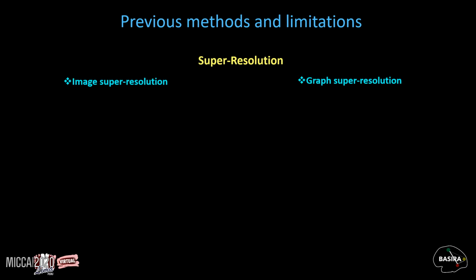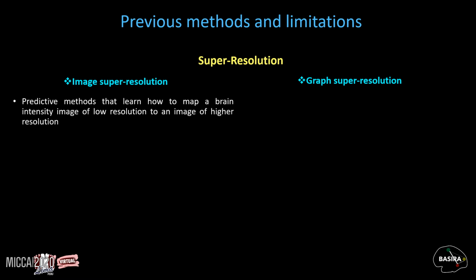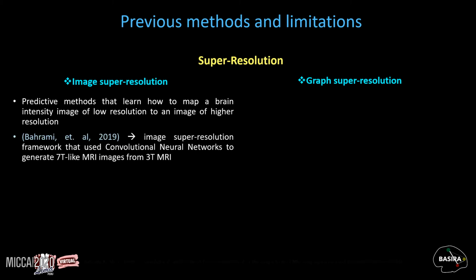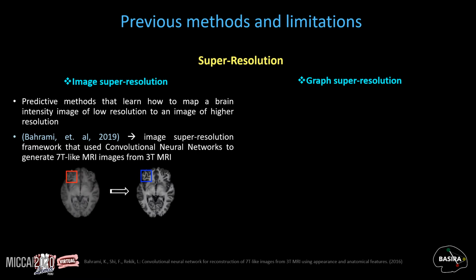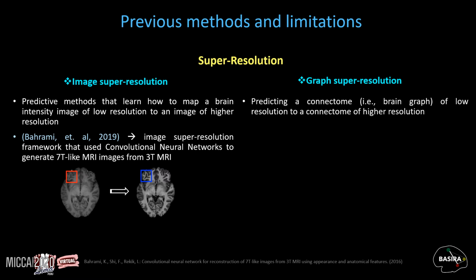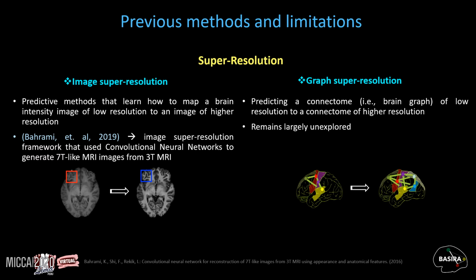Fortunately, in image-based connectomes, this problem has been solved by image super-resolution algorithms, predictive methods that learn how to map a brain intensity image of low resolution to an image of higher resolution. For example, Barami and co-authors proposed an image super-resolution framework that used convolutional neural networks to generate 7T-like MRI images from 3T MRI. On the other hand, super-resolving graph-based connectomes, namely predicting a connectome of higher resolution from a connectome of low resolution, remains largely unexplored.